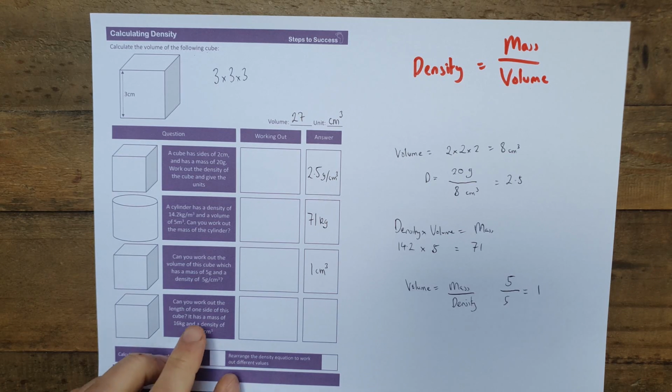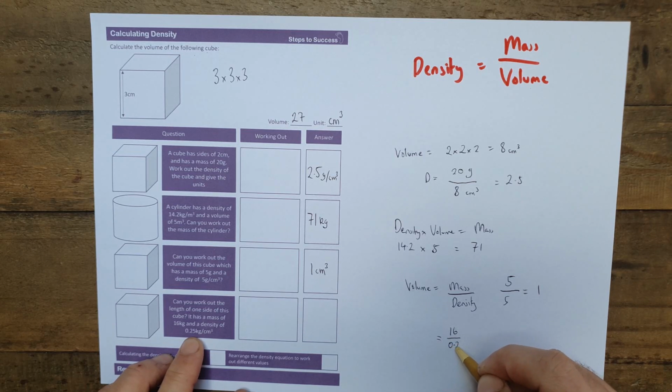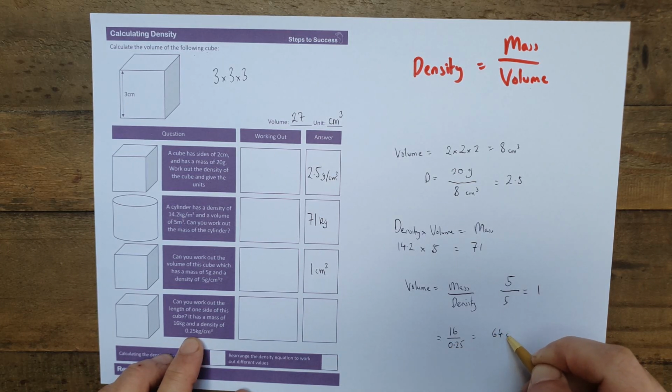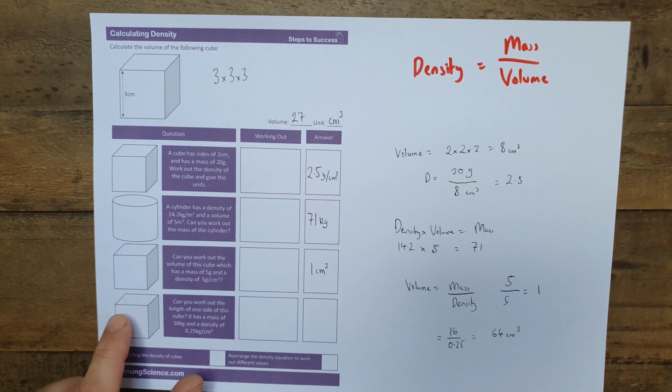Finally, our last question, a little bit trickier. Can you work out the length of one side of this cube? It has a mass of 16 kilograms and a density of 0.25 kilograms per centimetre cubed. We're going to need to work out the volume first, so we're going to use the equation that we just used. The mass was 16 divided by the density, which is 0.25, which gives us a volume of 64 centimetres cubed.